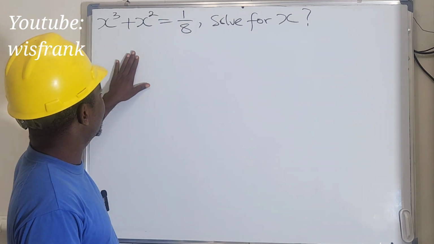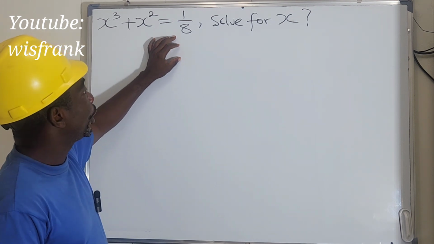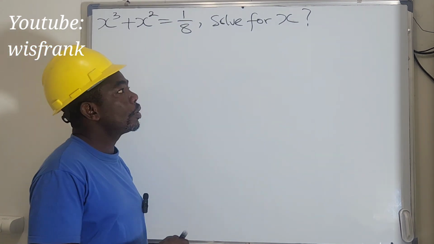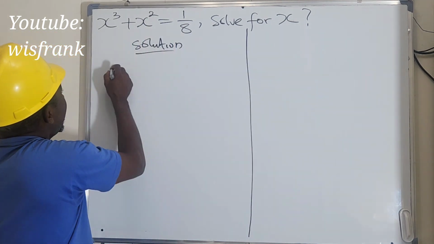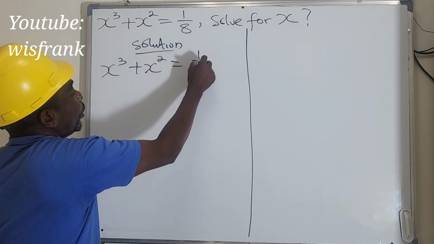Today we are looking at this question, and it says x to the power of 3 plus x to the power of 2 equals 1 over 8. Solve for the value of x. So in this case, we are going to find the value of x. We have the solution. We are given x to the power of 3 plus x to the power of 2 equals 1 over 8.